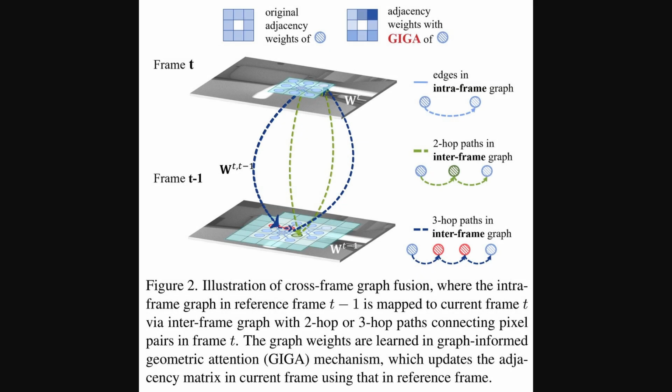So, how does it achieve this? This next diagram really shows the core idea. The model builds what's called a graph for each frame. A graph here is like a network map, where each pixel is a point. The strength of the connections between these points is stored in what's called an adjacency matrix. The key innovation is cross-frame graph fusion. The model intelligently maps the structure from the previous frame's graph onto the current one. This process updates the current frame's adjacency matrix, preserving the underlying geometry of the scene, even when things move.